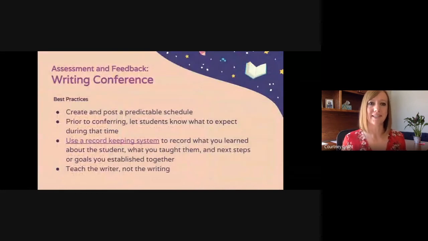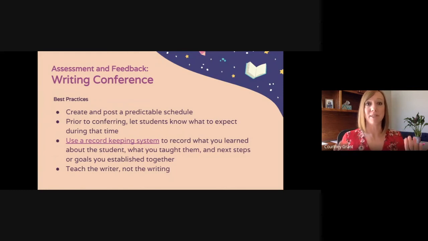The first is be sure to have a predictable schedule that's posted and visible to students. That way they know it's a dependable thing that's going to happen. Also, prior to sitting down with any students and beginning conferring, you want to make sure that students know what to expect when they sit down to confer with you. It may be a new process for many students, and to help relieve anyone's anxiety, you want to let them know what it's going to look like, so they can come prepared and feel comfortable when they get there.